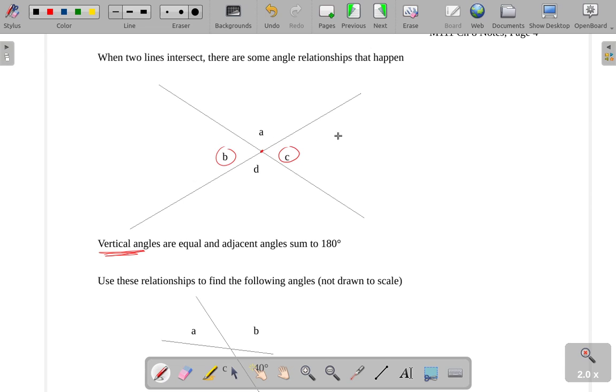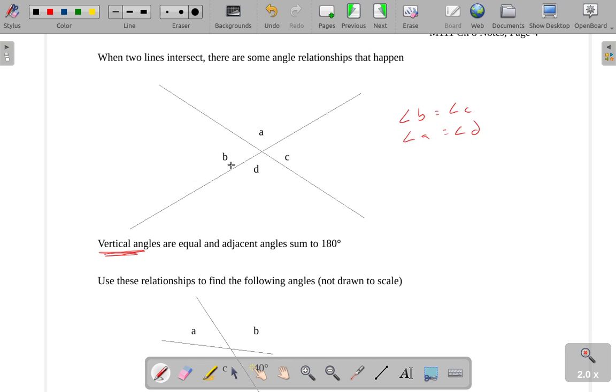So B and C would be considered vertical angles, and when we have vertical angles, these angles are equal to each other. So angle B would be equal to angle C. Similarly, angles A and D are vertical angles, so angle A would be equal to angle D. Okay, so that's vertical angles.